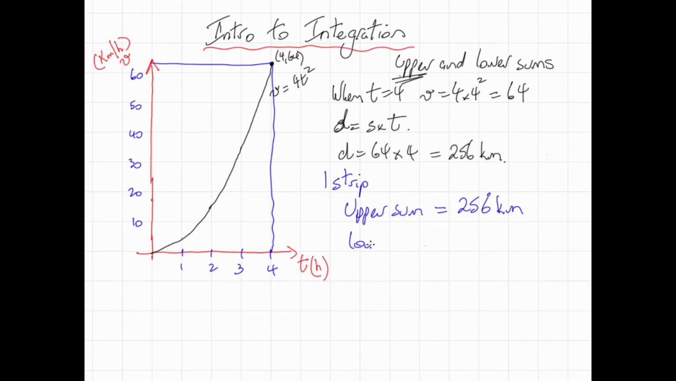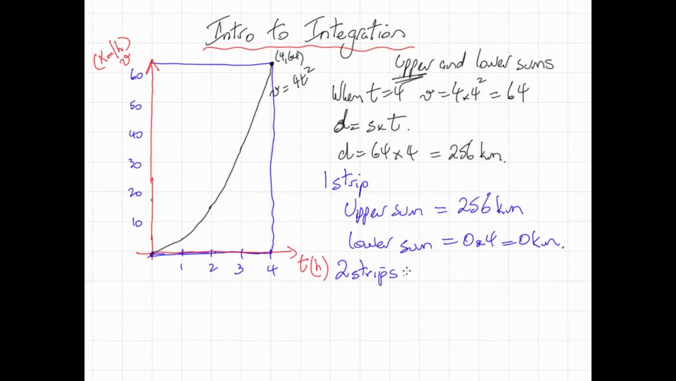The lower sum is calculated by assuming that the object never got faster than 0 kilometres per hour, and it went at 0 kilometres per hour for the whole 4 hours. So that'll be 0 times 4, so that'll be 0 kilometres. So somewhere in between there is how far it actually travelled. The lower sum you can't really draw; it'll be just a straight line across there. The area of that rectangle, because it has no height, will be 0 times 4, which is equal to 0.